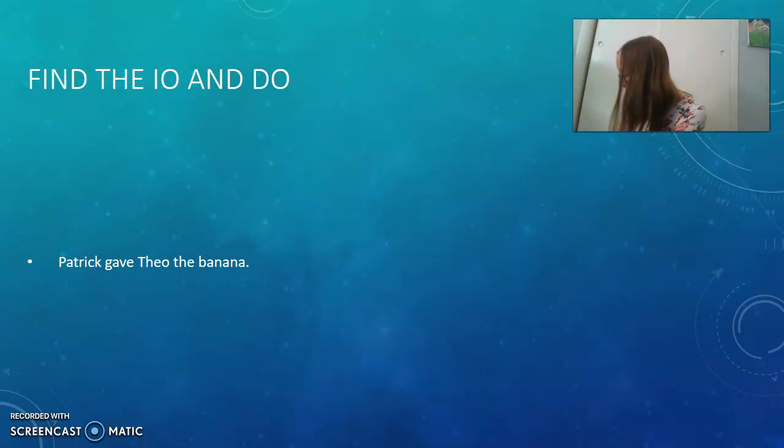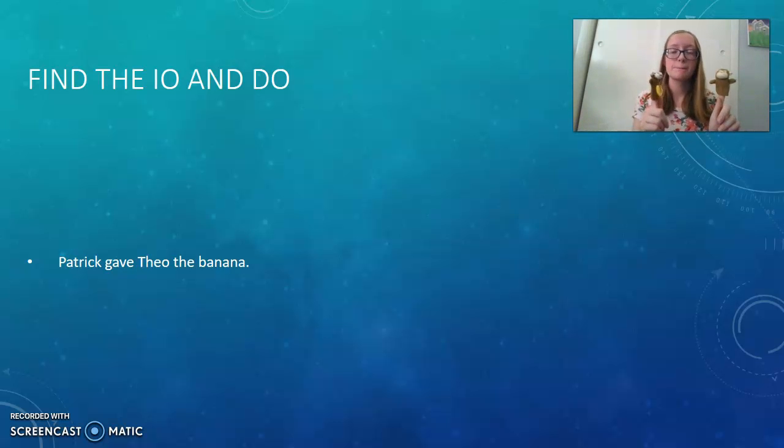Now we have: Patrick gave Theo the banana. Gave is the verb. Patrick is the subject. But what did Patrick give? Did he give Theo? No, he gave the banana. So banana would be the direct object. Gave the banana to whom or for whom? He gave the banana to Theo. So Theo would be the indirect object here.